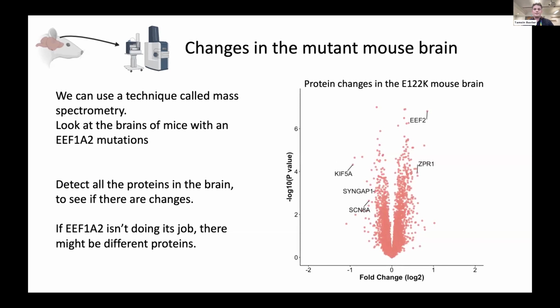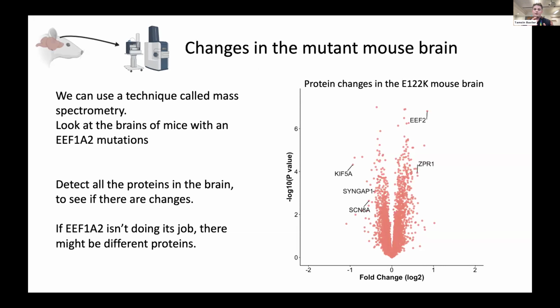You don't have to understand this plot, but each single dot is a protein in the brain, and the ones that are really high up or far out to the side have changed more. This can give us a lot of information about how the mutation is affecting pathways in the brain. You might recognize some of the proteins I've labeled, as some are involved in other developmental disorders, because we do see a lot of overlap. So this can be really useful.